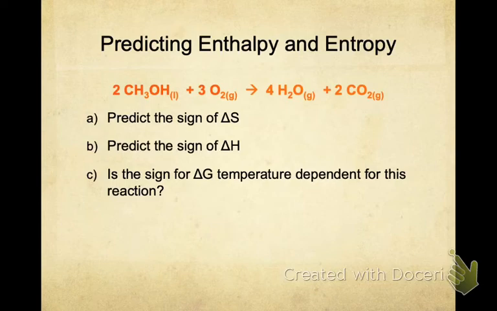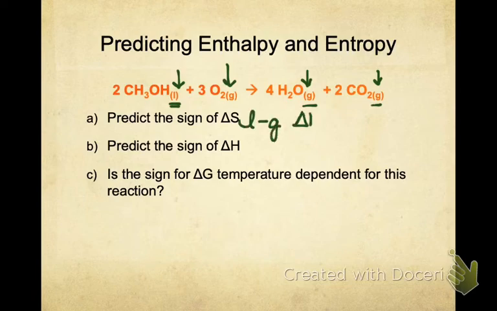If I have more disorder occurring, then delta S is going to be positive. So if I look at what's happening in this reaction, you can see that I'm starting with methanol as a liquid, O2 is a gas, and H2O and CO2 are both gases. So if I look at the phase changes here, I have a liquid going to gases. So liquid to gas means that entropy is increasing, so my delta S is going to be positive. The disorder of these molecules is going to increase. So delta S we would predict to be positive.